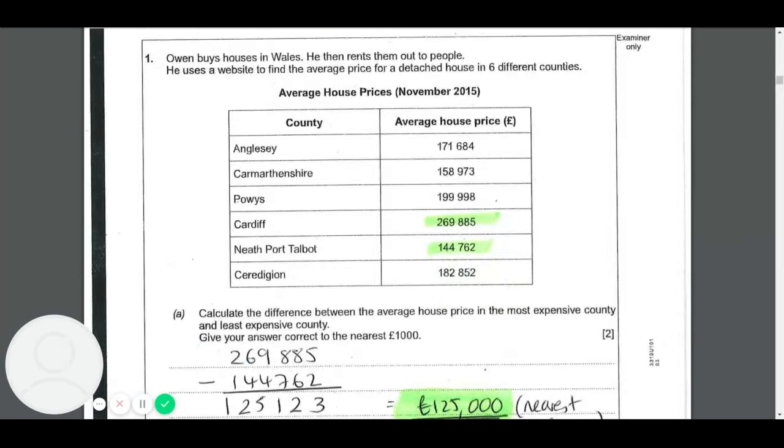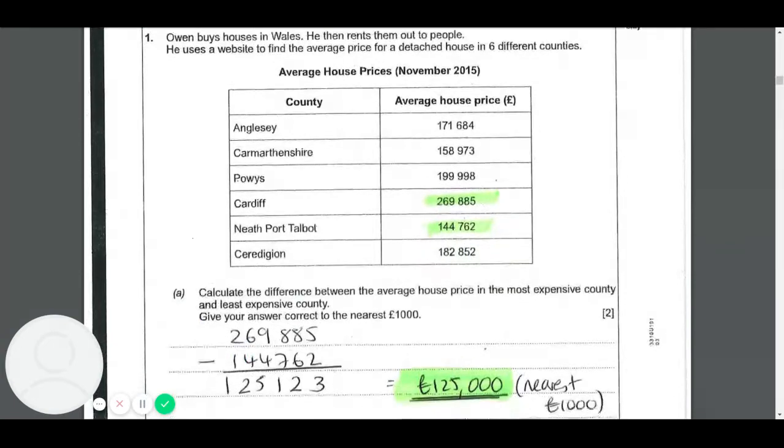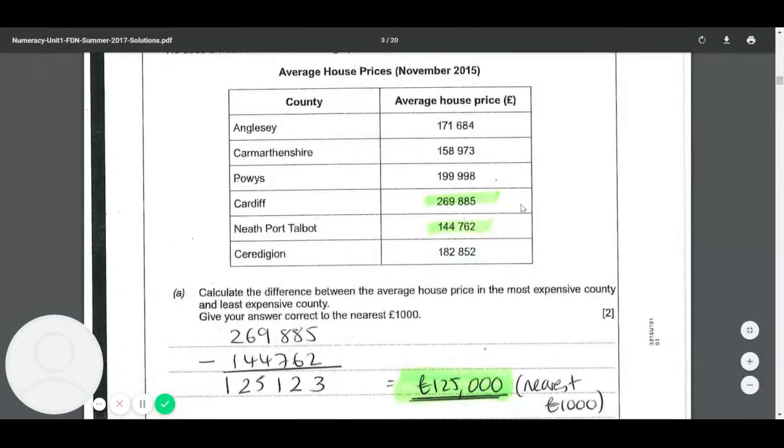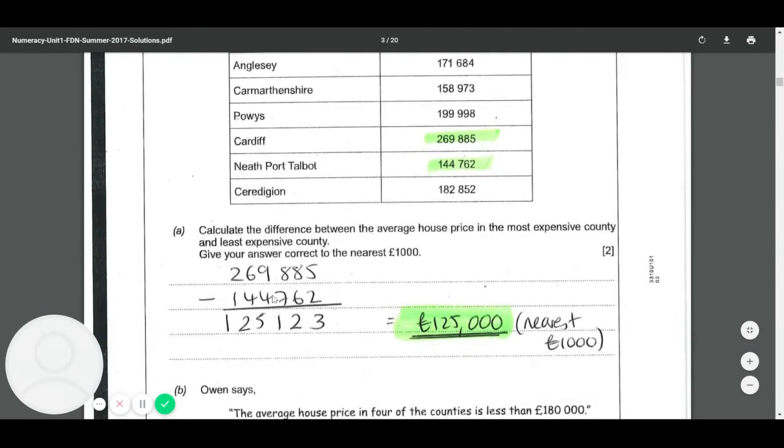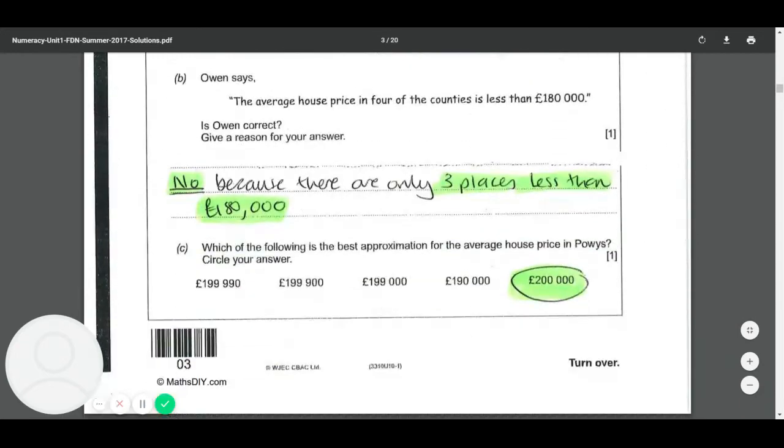We've got the different prices there. Calculate the difference between the average house price in the most expensive and least expensive county. So look up and down the table. You've got the most expensive one, the biggest number, the least expensive one, the lowest number. Subtraction. Just show some workings because it's worth a couple of marks. It says give your answer to the nearest £1,000. So there's the full accurate answer, but nearest 1,000 is going to be 125,000.